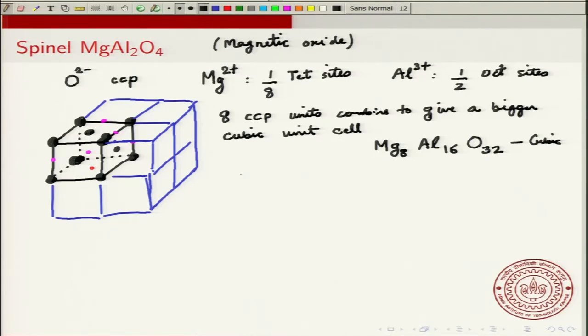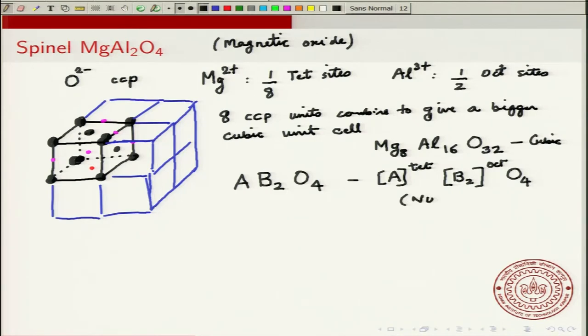Now if you look at a general spinel, a spinel has a formula AB2O4. In this formula, the A is in the tetrahedral sites and the B2 are in the octahedral sites, and of course the oxygen is in the cubic close packed arrangement. If you have this arrangement, it is called a normal spinel, or simply spinel.